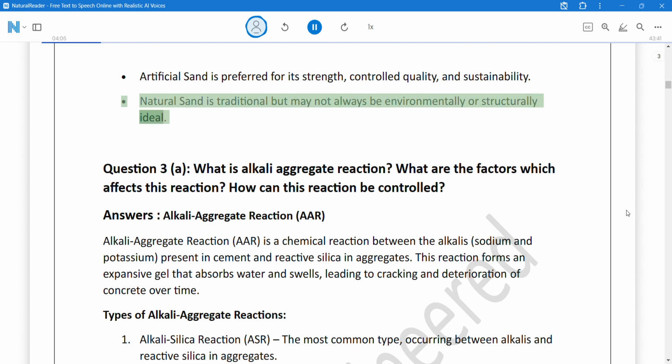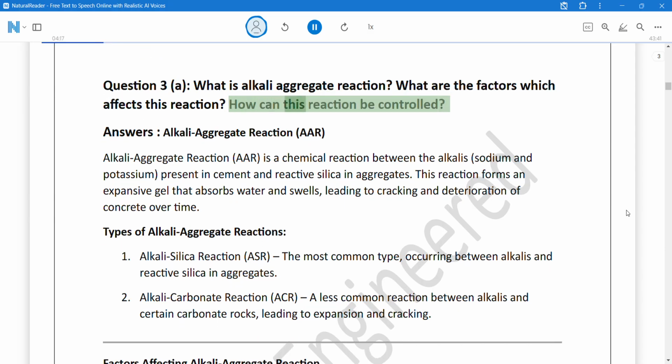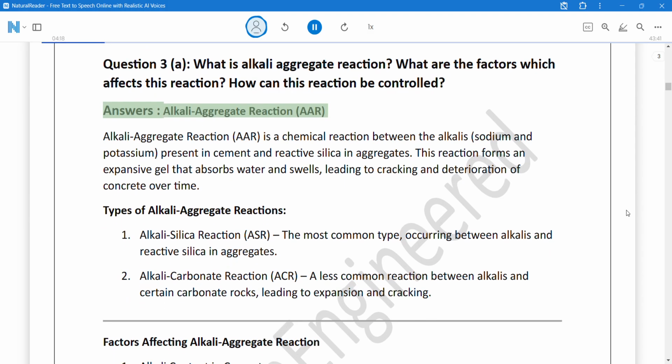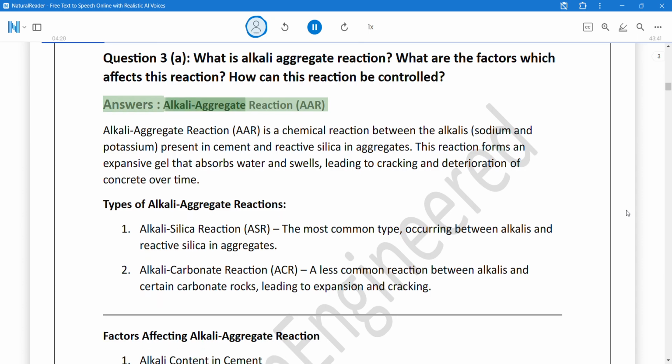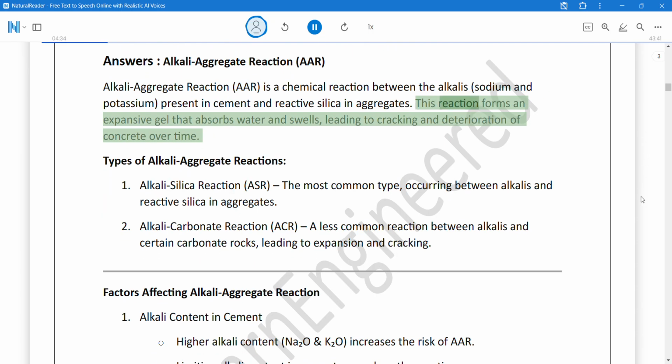Question 3. What is alkali-aggregate reaction? What are the factors which affects this reaction? How can this reaction be controlled? Answers: alkali-aggregate reaction. Alkali-aggregate reaction is a chemical reaction between the alkalis present in cement and reactive silica in aggregates. This reaction forms an expansive gel that absorbs water and swells, leading to cracking and deterioration of concrete over time.